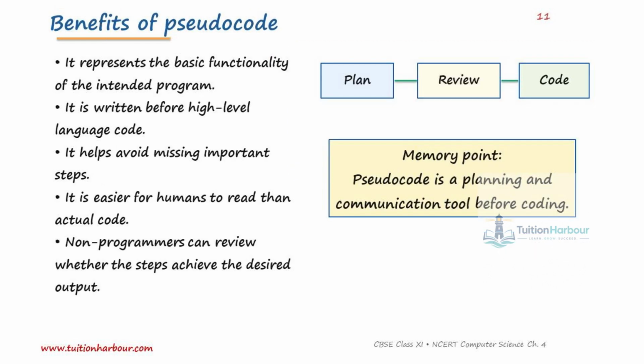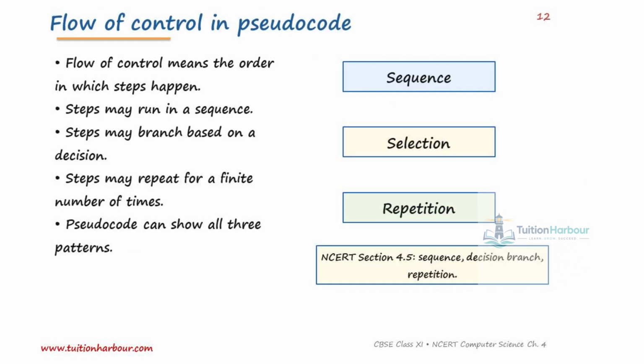Pseudocode helps plan before coding. It prevents missing steps and helps even non-programmers understand the intended solution. Flow of control means the order of execution. Pseudocode can show sequence, selection, and repetition.